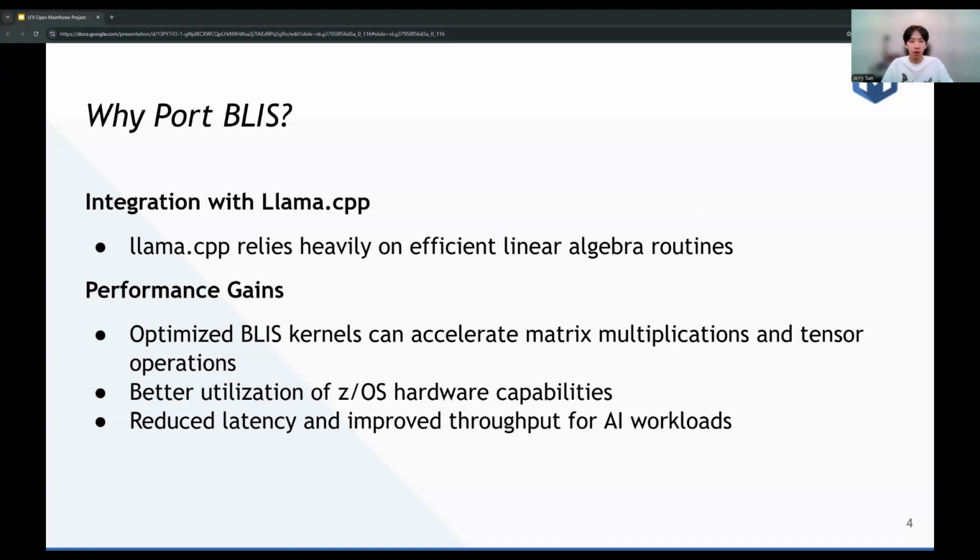workloads. Beyond just performance, this work also has strategic value. It allows modern AI frameworks like llama.cpp to run efficiently on enterprise systems, bridging the gap between high-performance computing and mission-critical business environments.